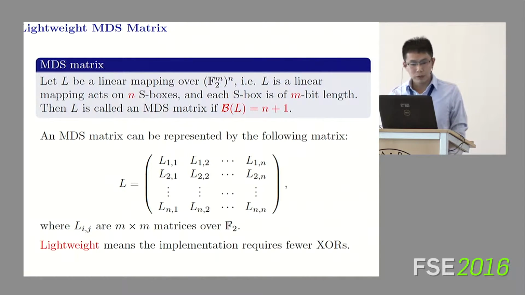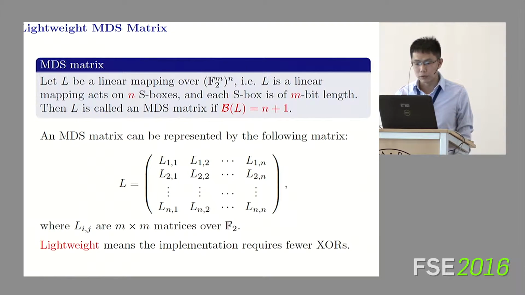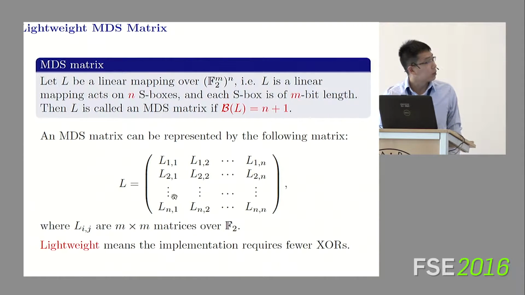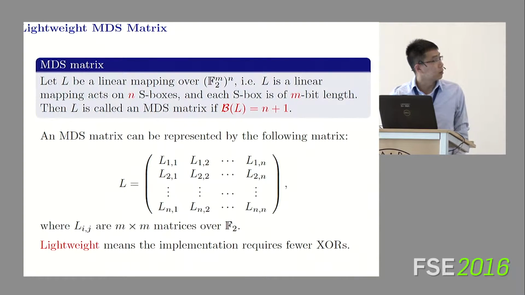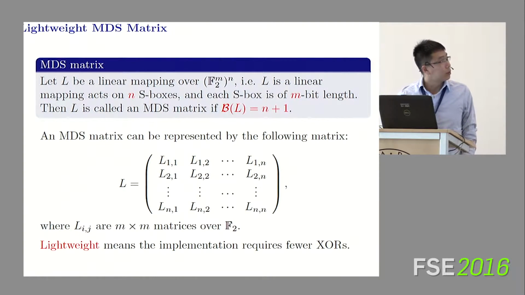We know that every linear mapping can be represented by a matrix. For a linear mapping on n S-boxes, it is called an MDS matrix when its branch number achieves the upper bound. Every MDS matrix can be represented by the following matrix, where in particular the entries L_ij can be seen as m times m matrices over the finite field with two elements. Here m means the S-box size.